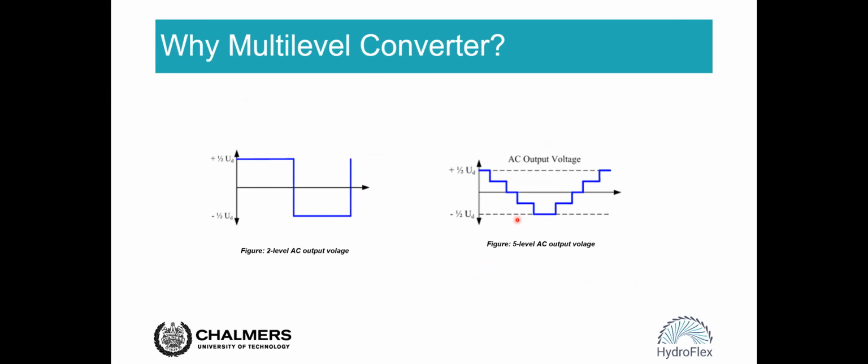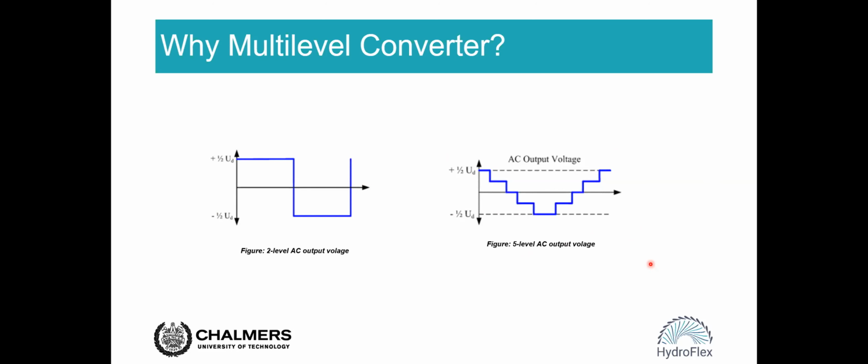Okay, here comes a question. Why do we need the multi-level converter? Well, if we look at the AC output voltage from the 2-level converter and the 5-level converter, we can clearly see that the more levels the converter can generate, the more sinusoidal the output voltage waveform can be, which means it will have less total harmonic distortion in the voltage waveform.